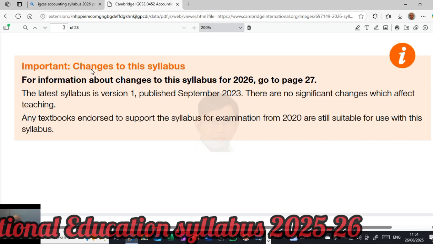Important changes to the syllabus: for information about changes to the syllabus, go to page 27. The latest syllabus, version 1 published in September 2023, has no significant changes to the teaching. Any textbook endorsed to support the syllabus for examination from 2020 is still suitable for use with this syllabus. From 2020 the books are almost the same.